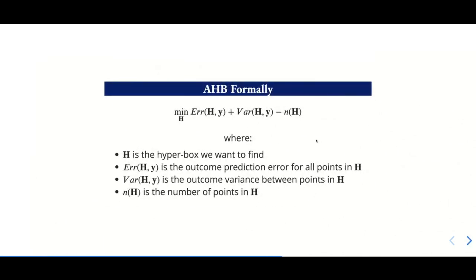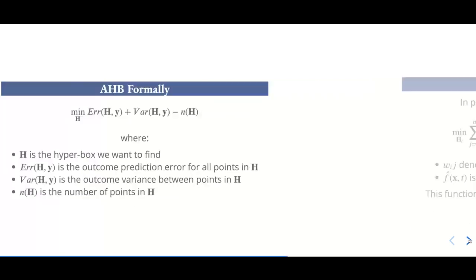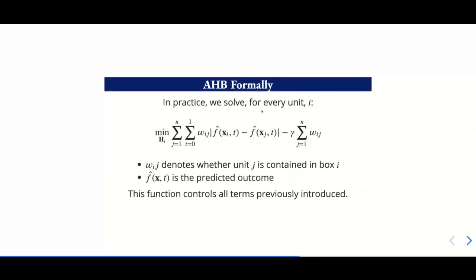Formally, the problem that we solve can be stated in a very general way, like in this equation, where essentially we want to find a box that minimizes outcome prediction error, minimizes variance of outcomes in the box, and maximizes the number of points within each box. In practice, this is the objective function that we employ in our implementation.